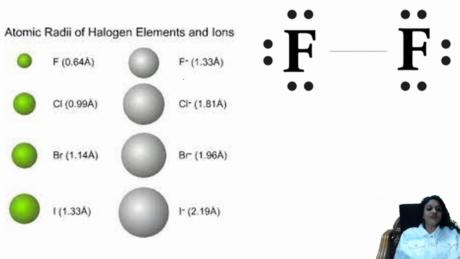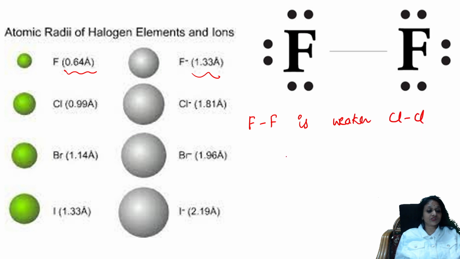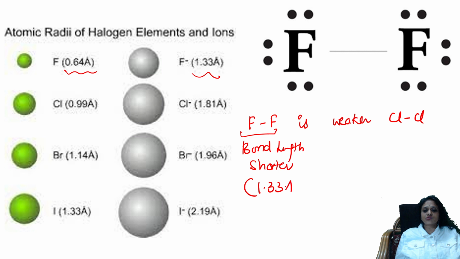Why? Fluorine, when I have to compare, students, just check here the bond length. Yes, the F-F bond is weaker than the C-Cl bond. Why, students? What is the reason? Because here the bond length is shorter. Though the bond length is shorter, compare how much it is: 1.33, it is close, accepted. Here the bond length is 1.81 angstroms. But what is happening here, students?